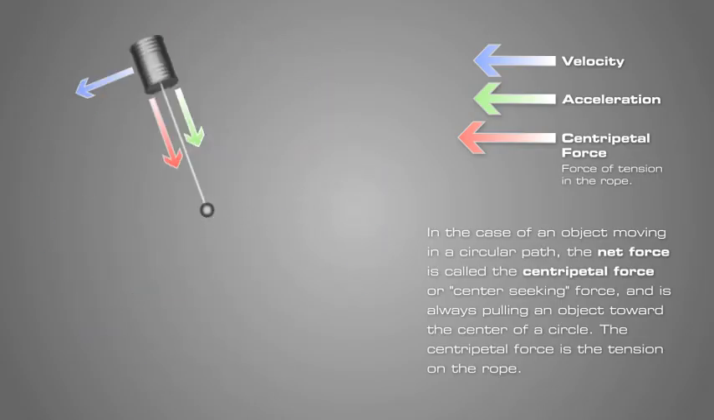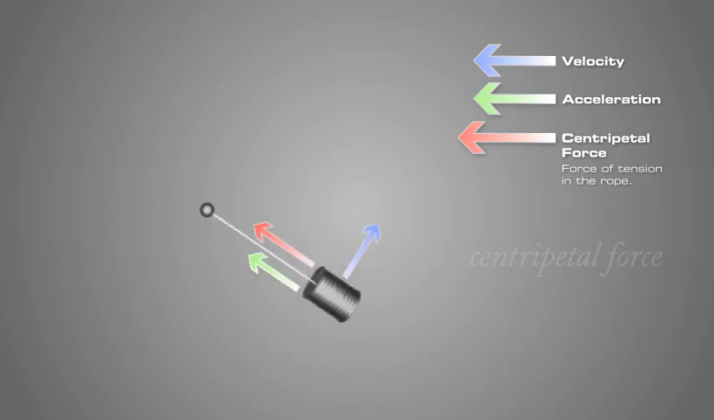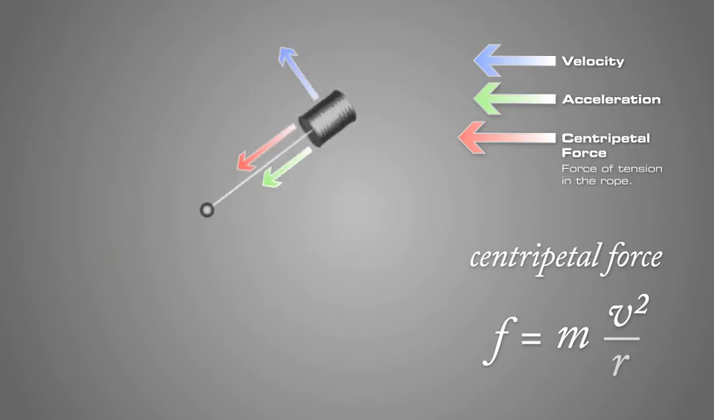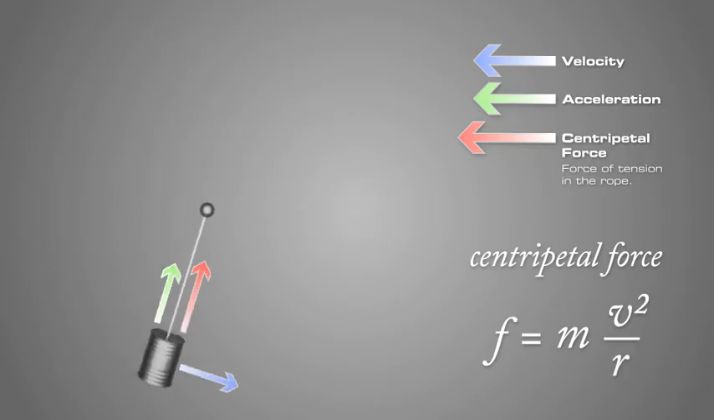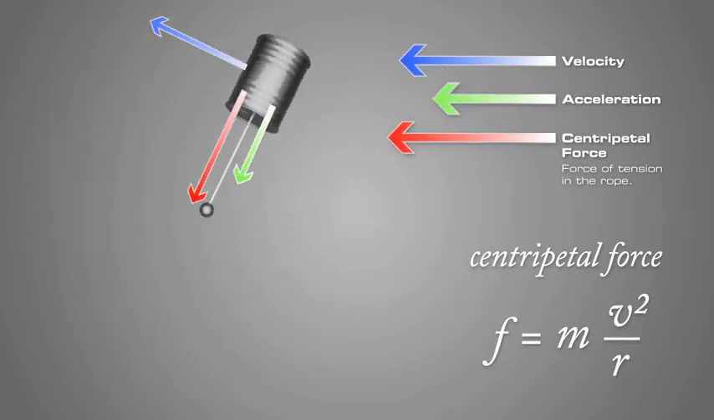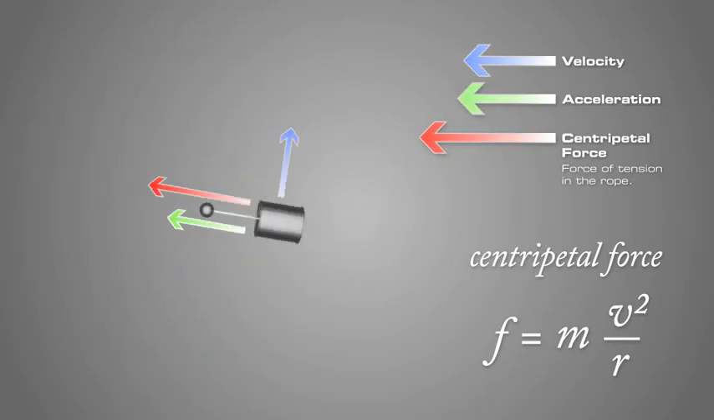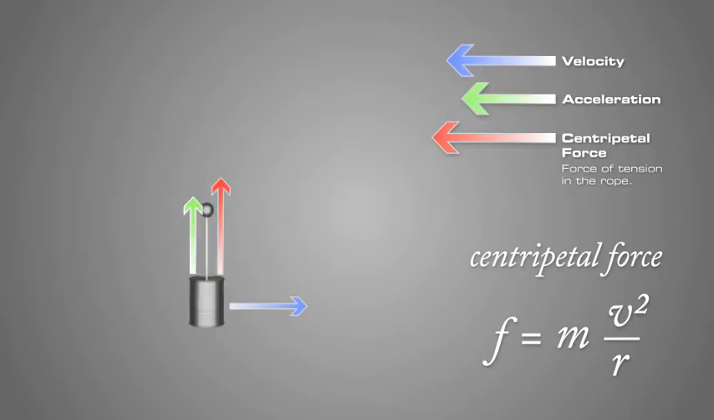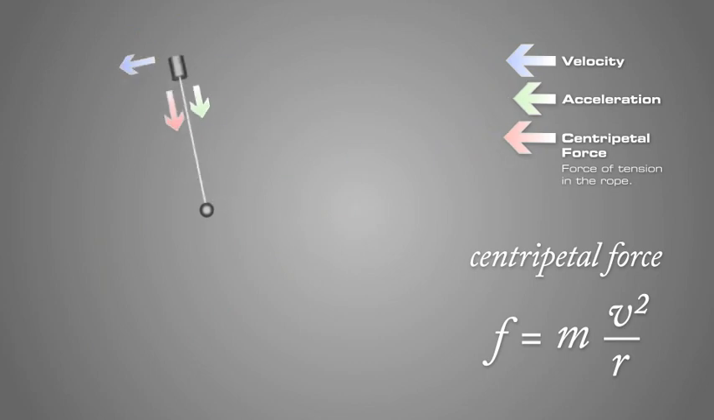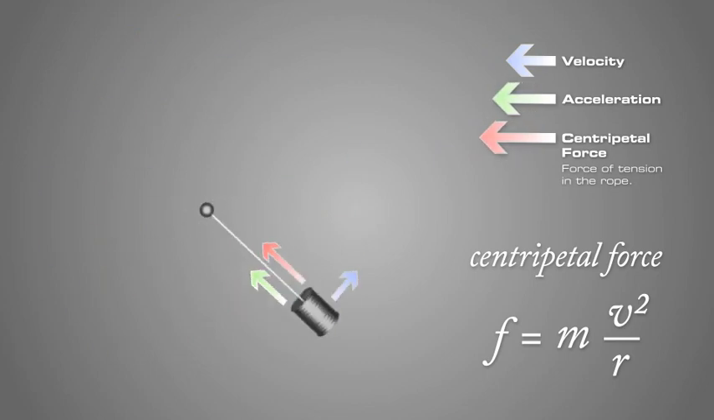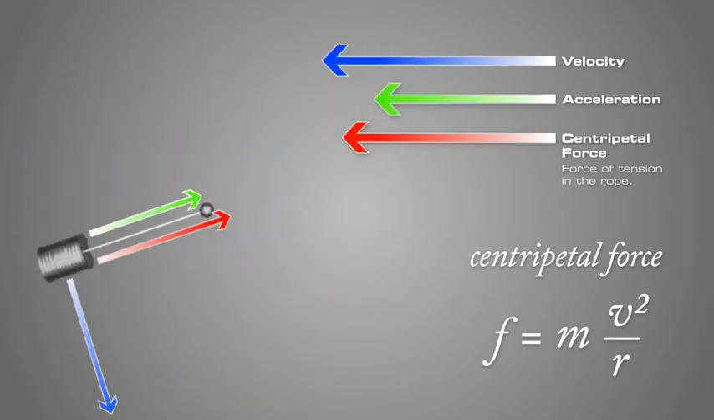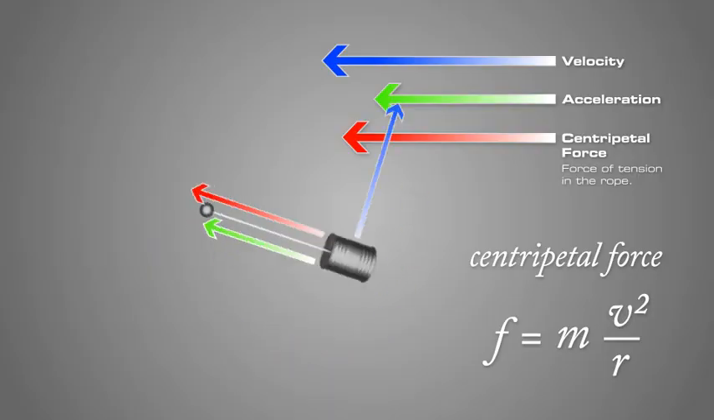The centripetal force is the tension on the rope. The centripetal force is equal to mass times velocity squared divided by the radius. As these variables change, so will the centripetal force. An increase in mass or velocity, or a decrease in radius, will result in an increase in the centripetal force. A decrease in mass or velocity, or an increase in radius, will result in a decrease in the centripetal force. A change in velocity results in the largest change in centripetal force.